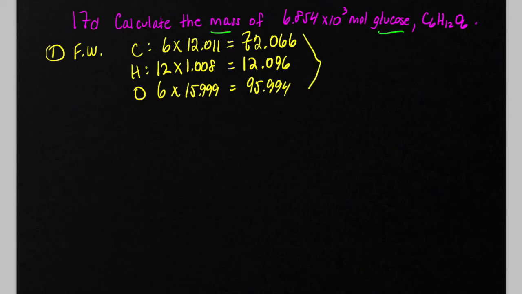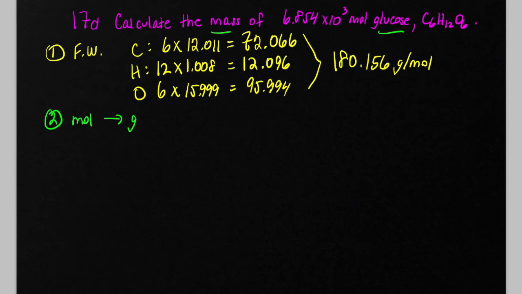Now that we have these weight contributions for each element in our formula, we add all of these up together, and the grand total sum will be the formula weight of the substance. Okay, and this is going to be 180.156, and the units there will be grams per mole. Okay. Step 2 here is to use dimensional analysis to convert moles to grams.